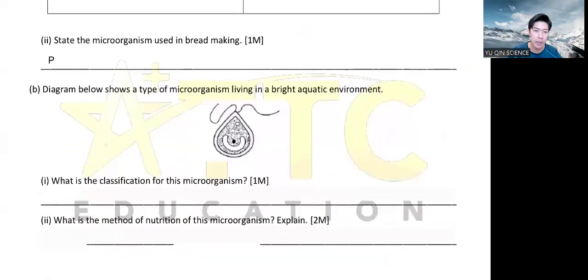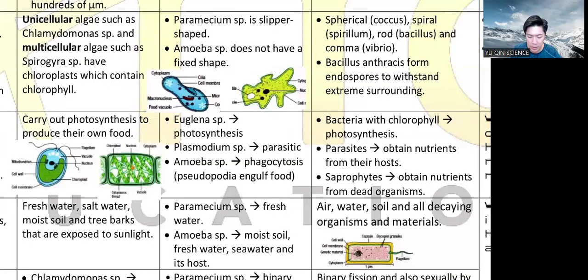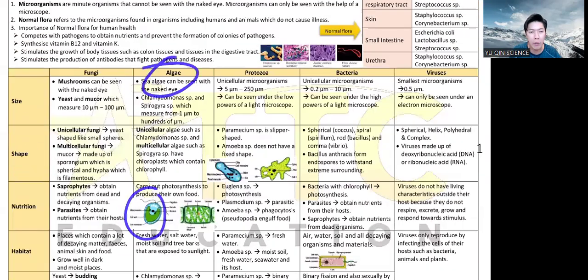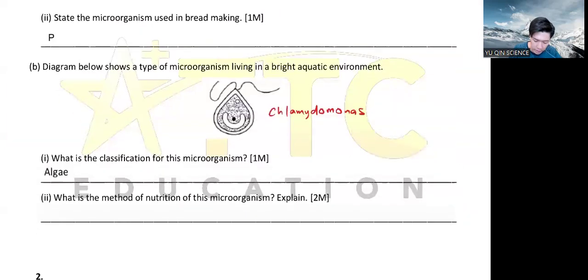Next. The diagram below shows the type of microorganism living in a bright aquatic environment. By the way, this is called Chlamydomonas. And what classification, what category? So it's here anyway. Chlamydomonas belongs to algae. So there you go.